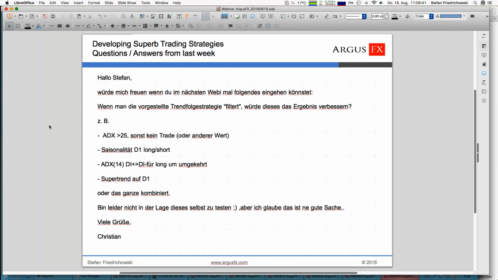The simple answer is, the more filters we introduce, and it's not important which kind, whether it's an ADX or seasonality or whatever, the more we go in the direction which is called overfitting. So you might compare it a little bit with what you do daily or weekly on a weekend with the charts.